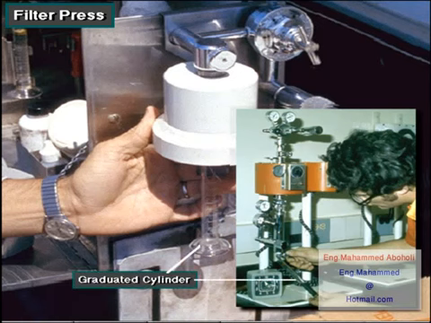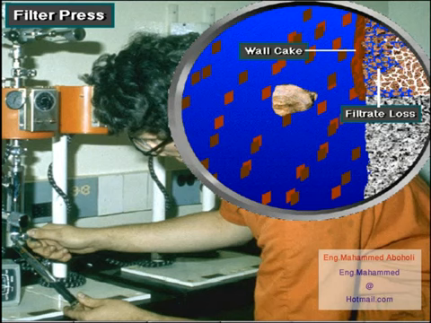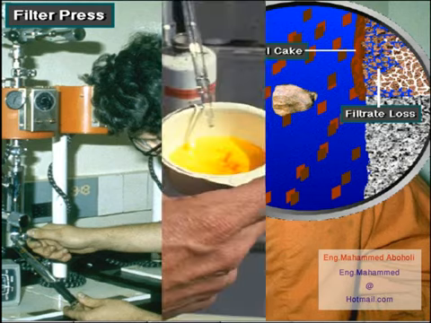The pressure forces the liquid part of the mud, the filtrate, through the filter paper and into the graduated cylinder. By measuring the amount of filtrate, the mud engineer can get an indication of the amount of filtrate that will be lost to downhole formations and the amount of solids or wall cake buildup on the wall of the hole.